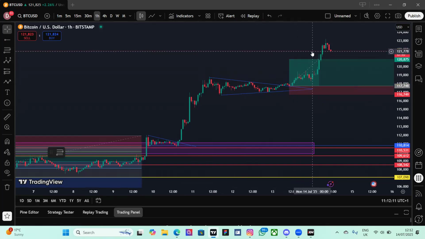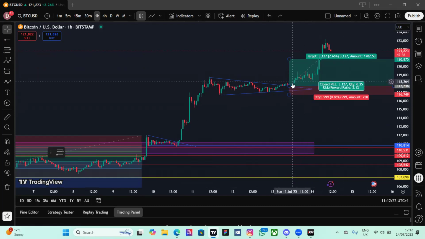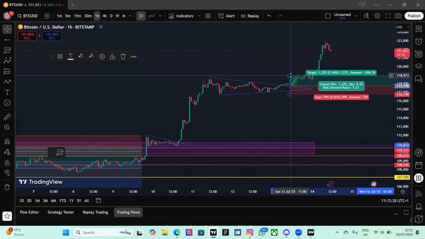Obviously, I controlled my risk as is. I didn't size in too heavy, but I did make sure that I entered on this retest and then continued with the push up. So I did make a little bit of money, not what I expected, but it is what it is. We'll come back again and then re-enter as is.